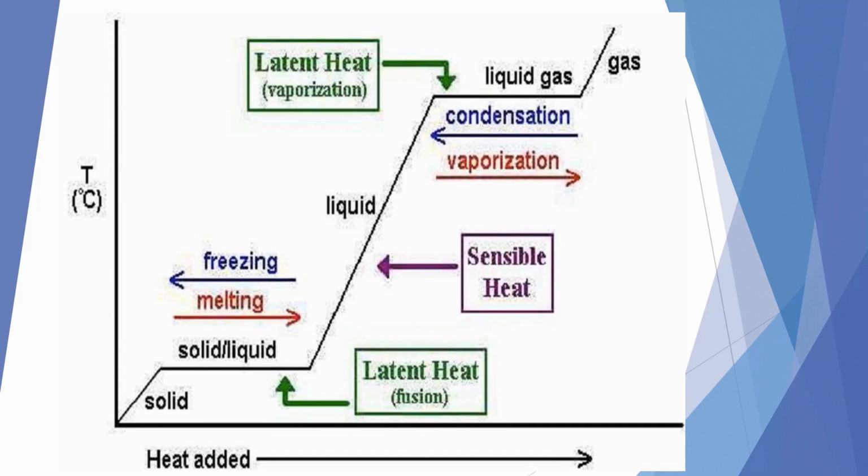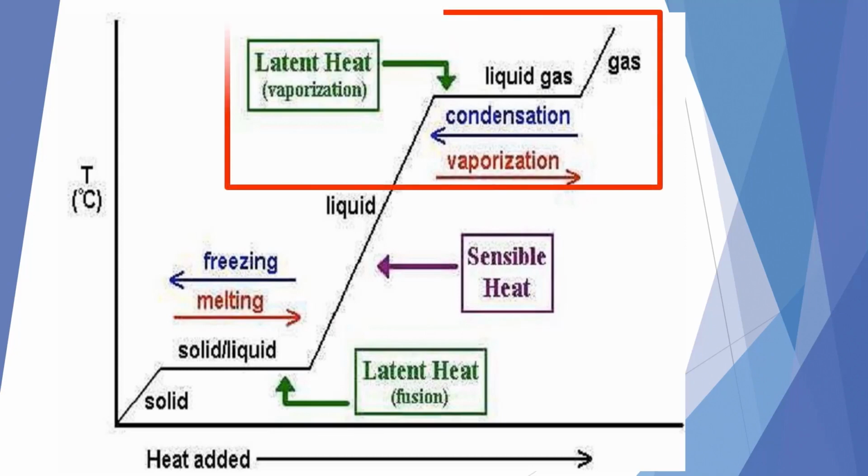Latent heat is seen in freezing and melting of a solid to a liquid, which we don't deal with in HVAC. But in HVAC, we deal with the liquid changing state to a gas and the gas changing state to a liquid. This is latent heat of vaporization and condensation.